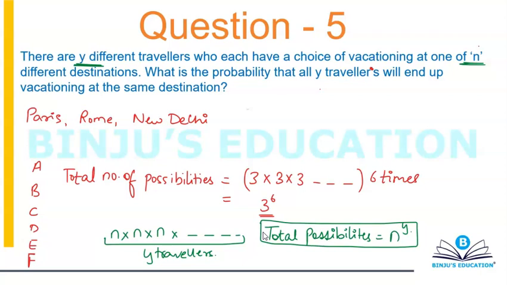These are the only three possibilities that I have, because all of them have to land at the same place. So the total number of favorable outcomes will basically be equal to the total number of different cities. In this case, I have three different cities: Paris, Rome, and New Delhi. So my favorable outcomes will be equal to 3, and hence my probability will be equal to 3 divided by 3 to the power 6, which is 1 over 3 to the power 5.